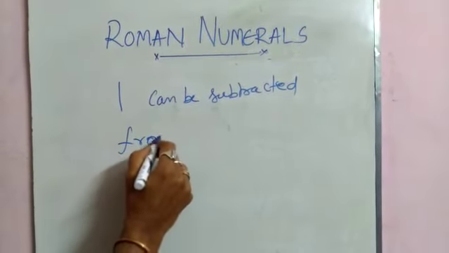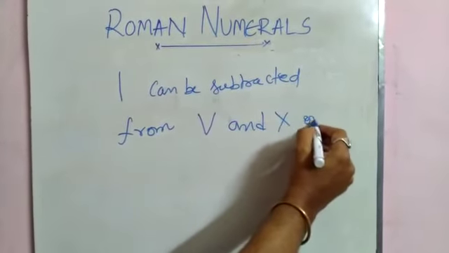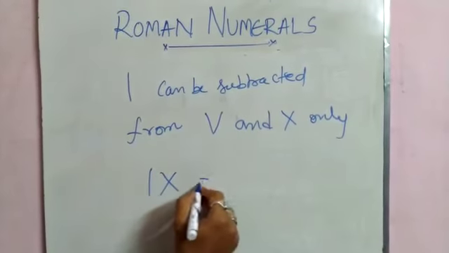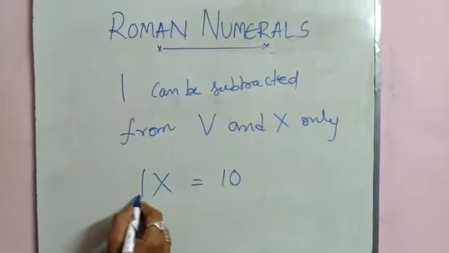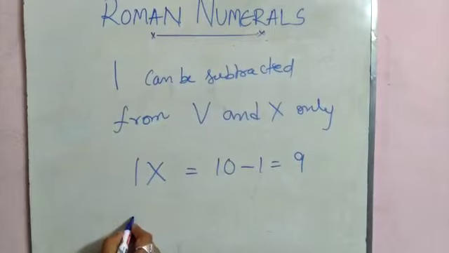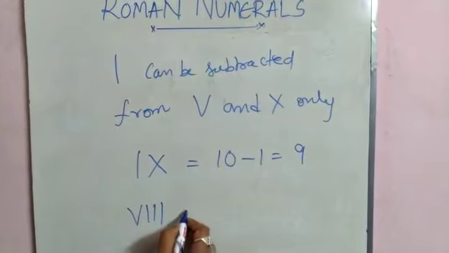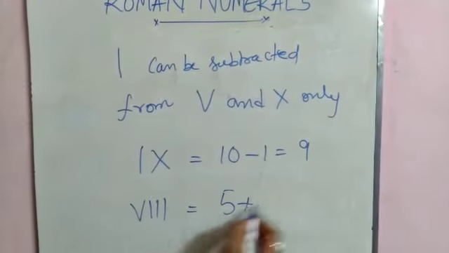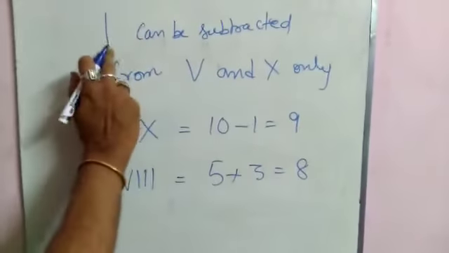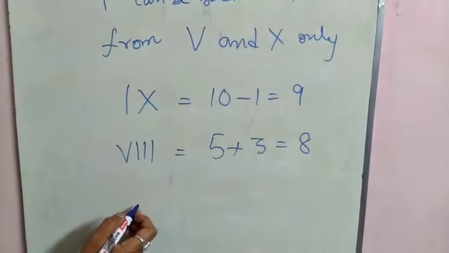from V and X only. I have already shown an example. For example, I and X. What is this? This is 10, because I is there before this. So 10 minus 1, 9. Suppose you write V, I, I, I. Then this will be 5 plus, here 3 ones are there, so 5 plus 3, 8. So this I is subtracted only from these two, but not from L and D.